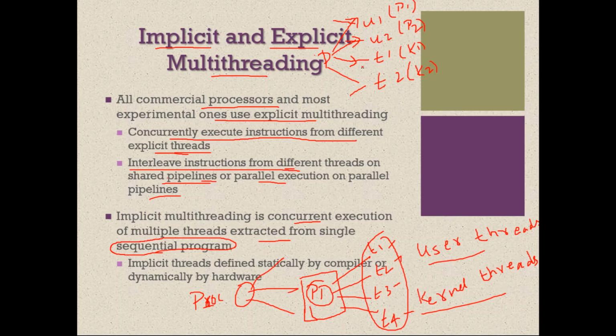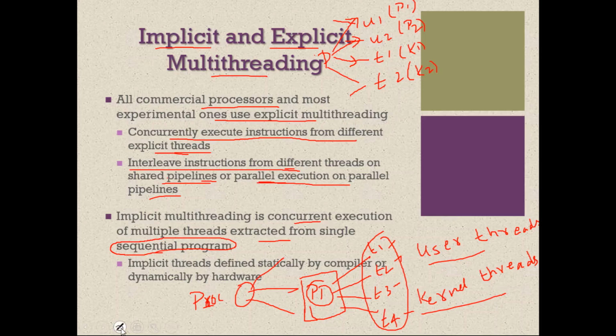In shared pipelines, what is meant by a shared pipeline? We know about pipelines. In a pipeline there will normally be different instructions, and these different instructions may belong to different programs. That is what is called a shared pipeline, or parallel execution on parallel pipelines. Or if you have multiple processors, then this can be executed in parallel also.